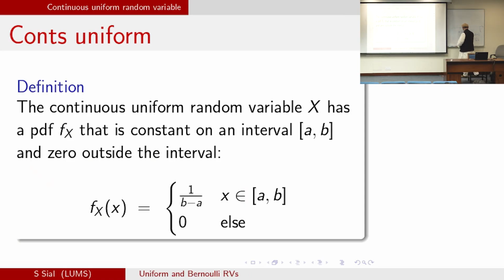So any continuous random variable whose PDF is defined in this way, with this form, it's 0 outside of some interval, and on that interval, the PDF takes the constant value 1 over the length of the interval. That random variable is called a continuous uniform random variable. Is that okay?